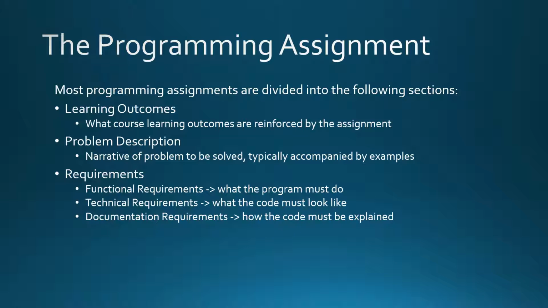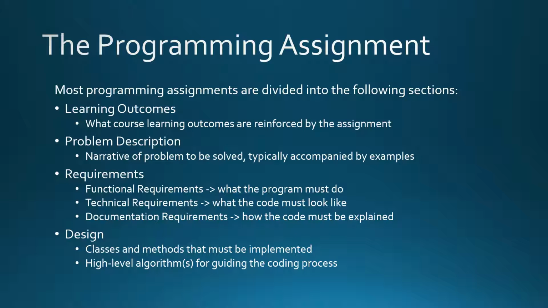Finally, we'll have documentation requirements. These are comments that you have to add to your code to explain what the code does or how it works. And typically the documentation requirements are divided into two kinds. One is the header documentation that gives an overview of what the program does, and then there are internal comments that describe how the program operates. That is, describes major sections of your program logic.